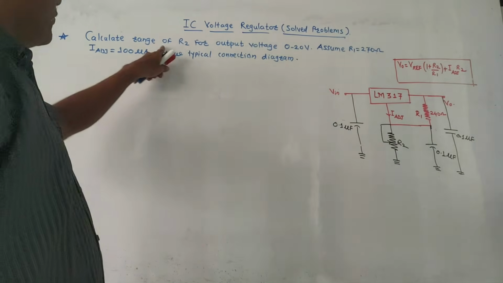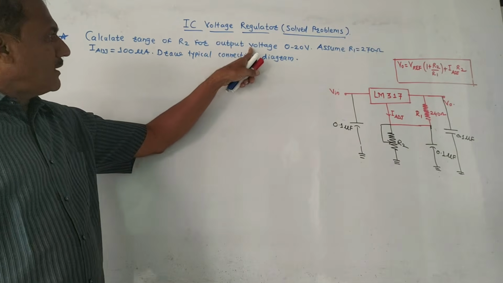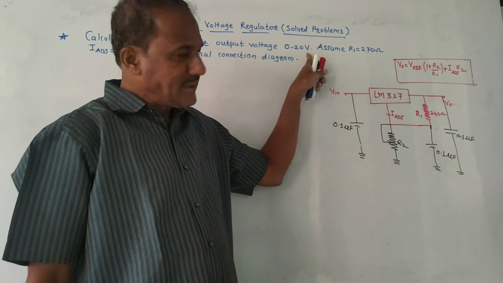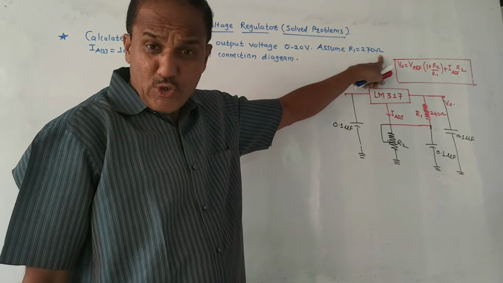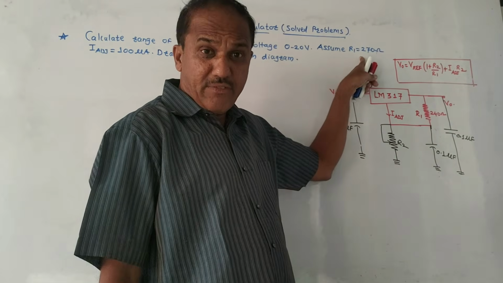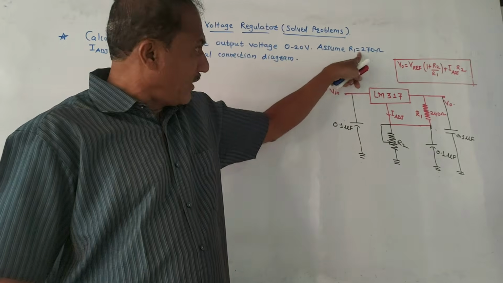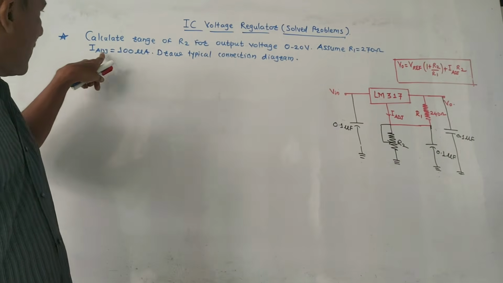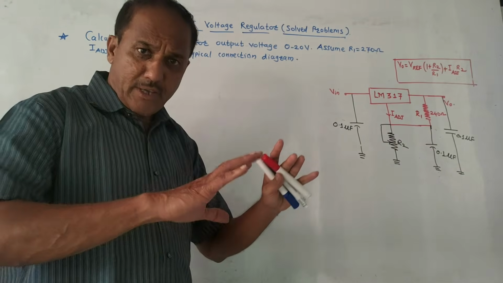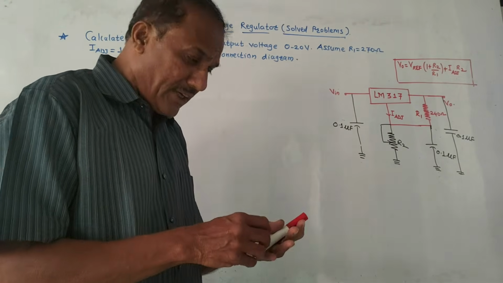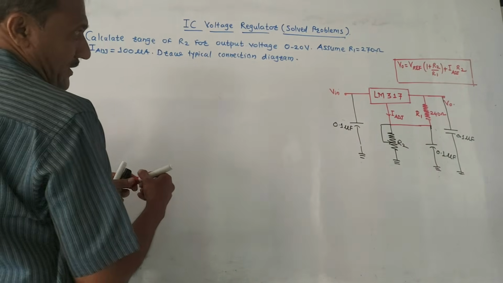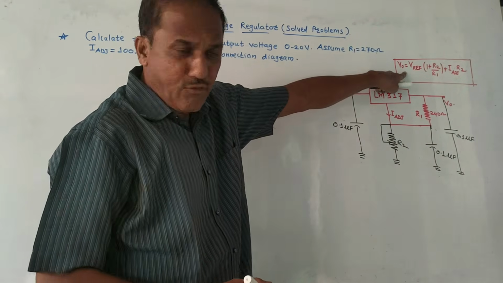Next problem, calculate range of R2 for the output voltage 0 to 20 volt. This is the given range of output voltage. Assume R1 is 270 ohm. Now look, in the previous numerical R1 had a standard value, that is 240. Now the given value is 270 ohm. I adjustment is 100 microamperes. Draw typical connection diagram. Everything is the same. Only the value of R1 is changed. So it is similar to the first numerical. There are slight variations. So we will be making use of the same formula.